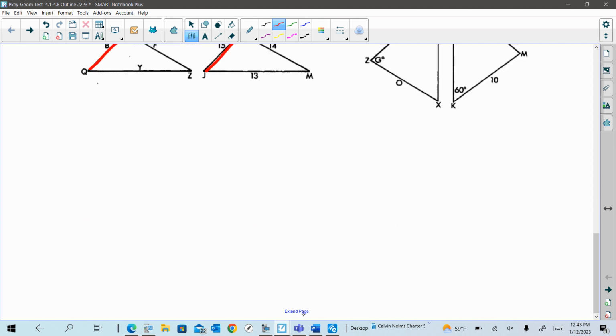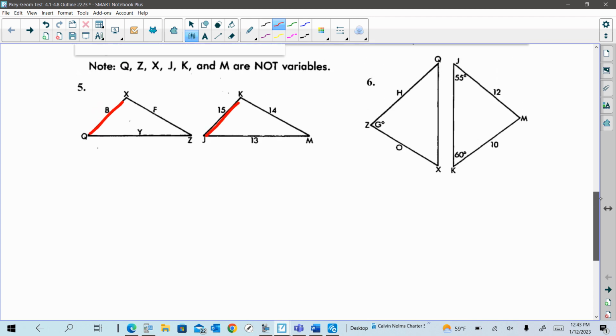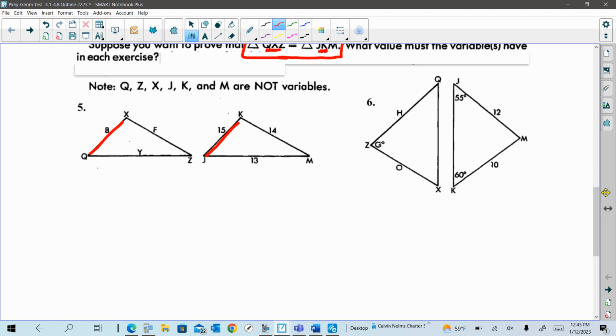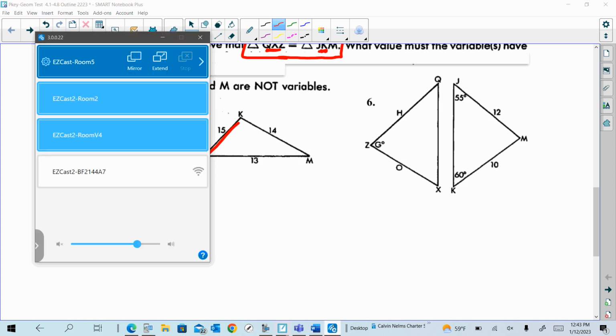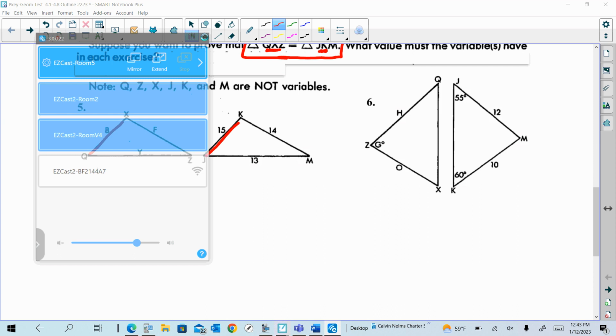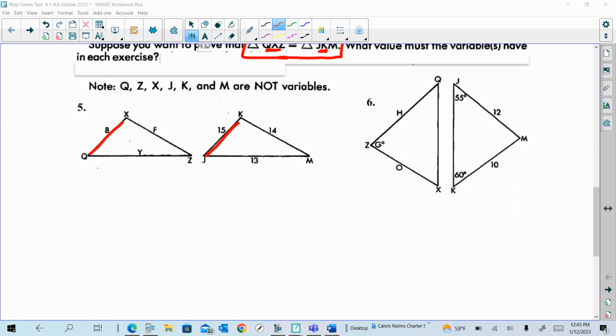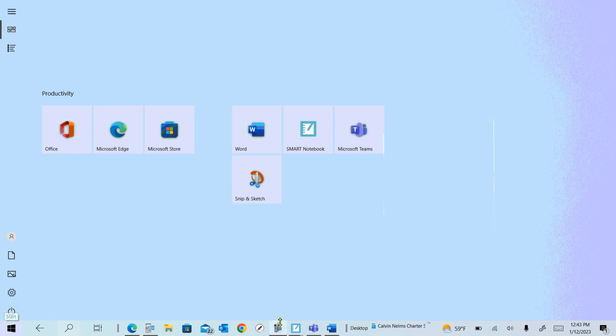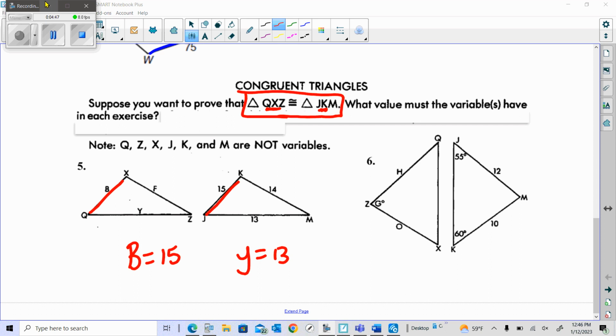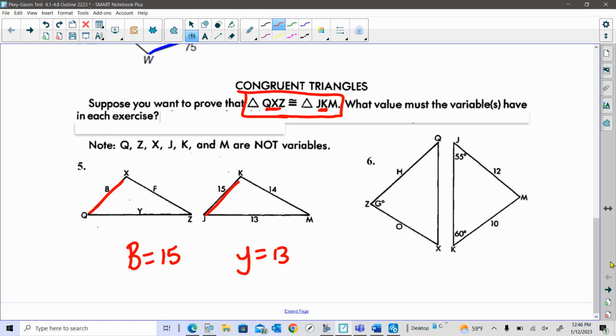Let me extend my page, sorry. Yeah, that's what I thought. Okay, I know there's a little delay, but match up your letters to the congruent part.